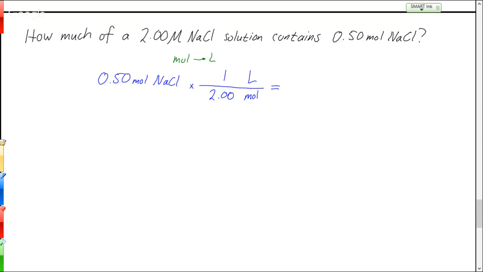All right, so we do that division, moles cancel, and we end up with 0.25 liters. So 0.25 liters, or 250 milliliters, of this 2 molar solution would contain 0.5 moles of NaCl.